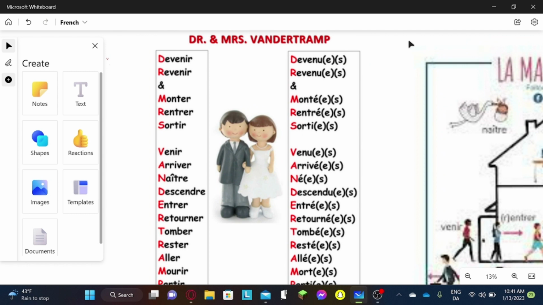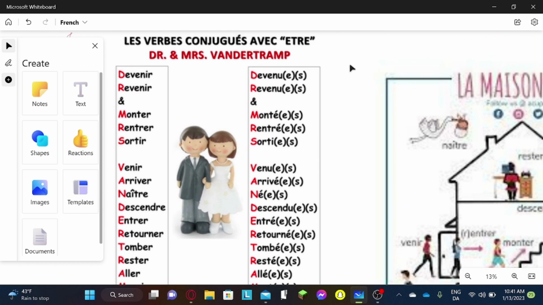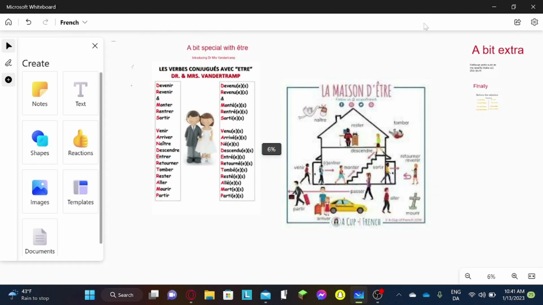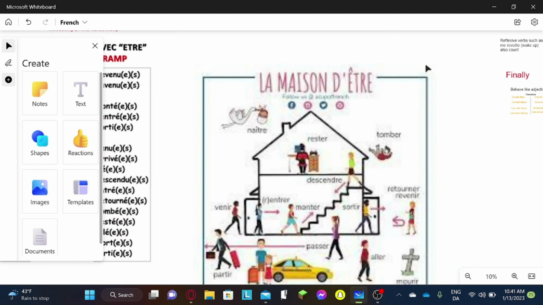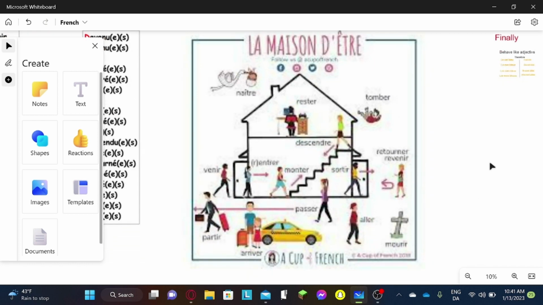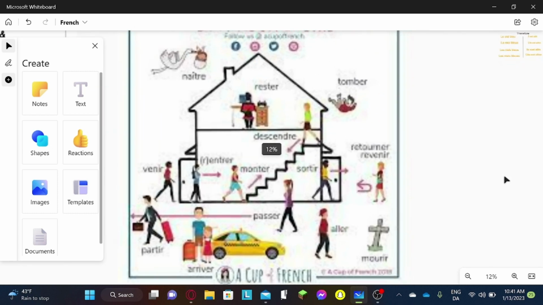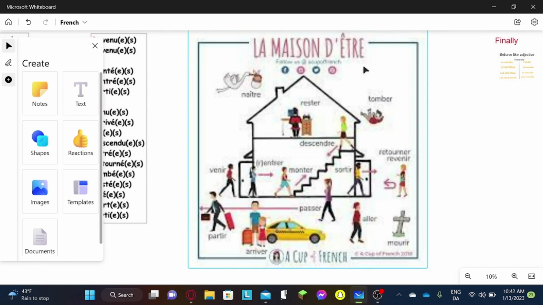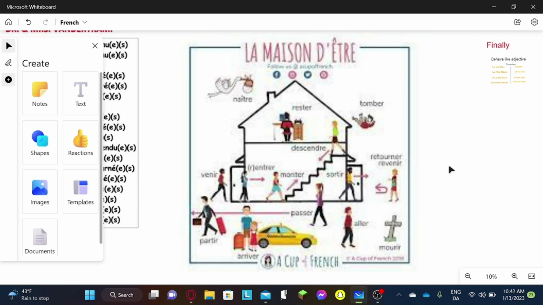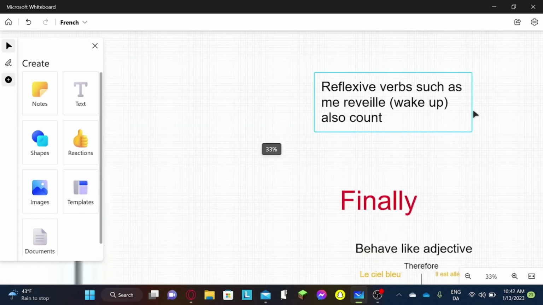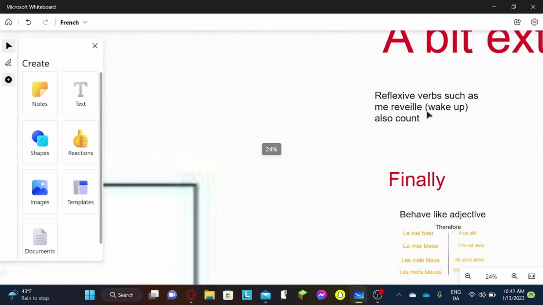Now, this may be really difficult to understand and to remember, so to make it a bit easier, there's something called les maisons d'être. All of these verbs have something in common. They all have something to do with movement. And as you can see, all these verbs can have something to do around a house. To arrive, to come, to enter, to climb, to descend, to fall, to die, and to be born, all something to do with movement. And all something that can be around les maisons d'être, which is a much easier way to remember this. Finally, there's a bit extra. The reflexive verbs, such as me réveiller, to wake up, also count with the être verbs.